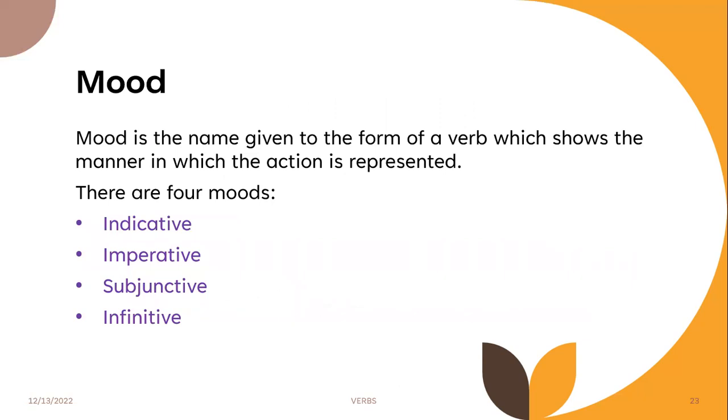So let's talk about mood. Mood is a name given to the form of a verb which shows the manner in which the action is represented. So there are four moods: indicative, imperative, subjunctive, infinitive.